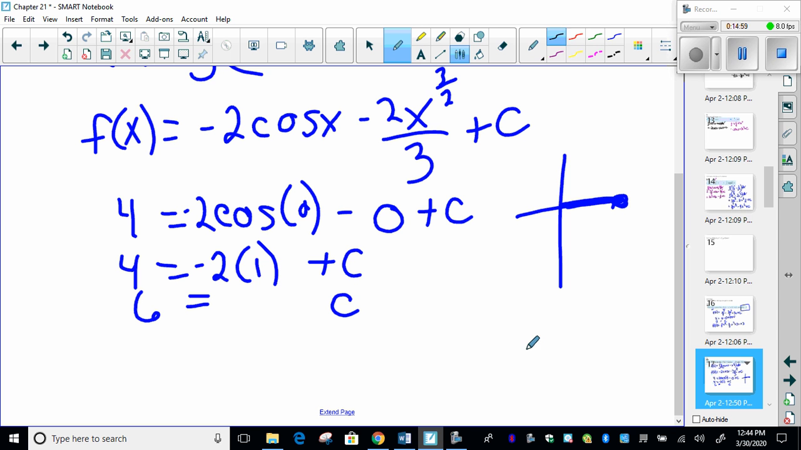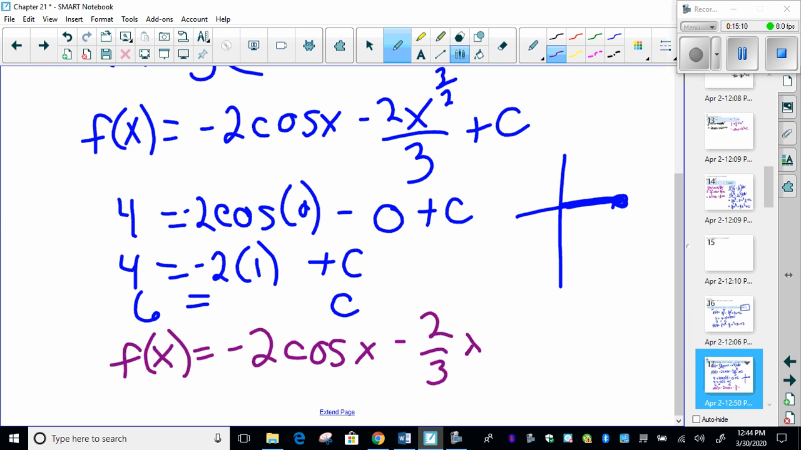Therefore, my final answer for this, f of x equals -2 times the cosine of x minus 2/3 x to the 3/2 power plus 6. So now you should be able to anti-differentiate more different types of situations. Don't forget to put that c there. If they give you a coordinate point that it goes through, or you can find a coordinate point it goes through, substitute that point in and find that last unknown, that constant term. Okay, and we're going to learn a little bit more of integration techniques, but this should give you a good start to practice.